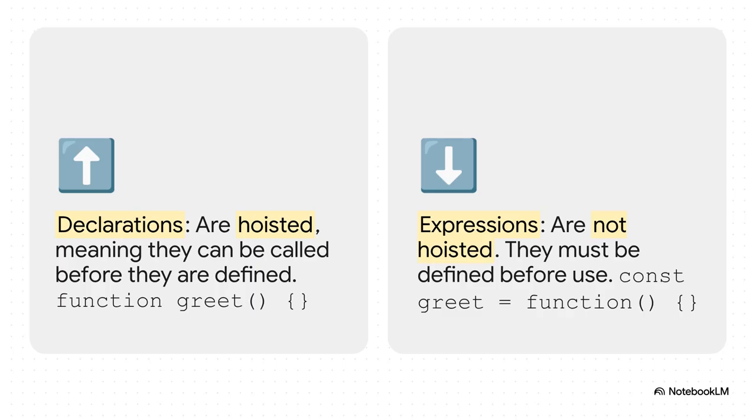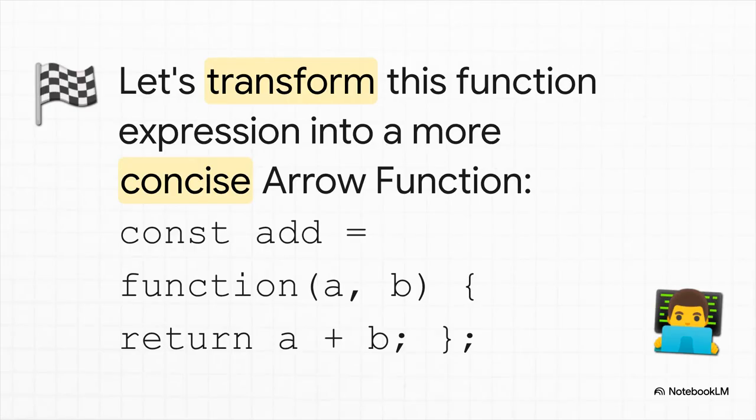Expressions aren't, so you have to define them first before you can use them. It's a really important distinction. Now, let's take that function expression and evolve it into its most modern and, frankly, coolest form, the arrow function. These are super popular because they let you write code that is incredibly clean and concise.